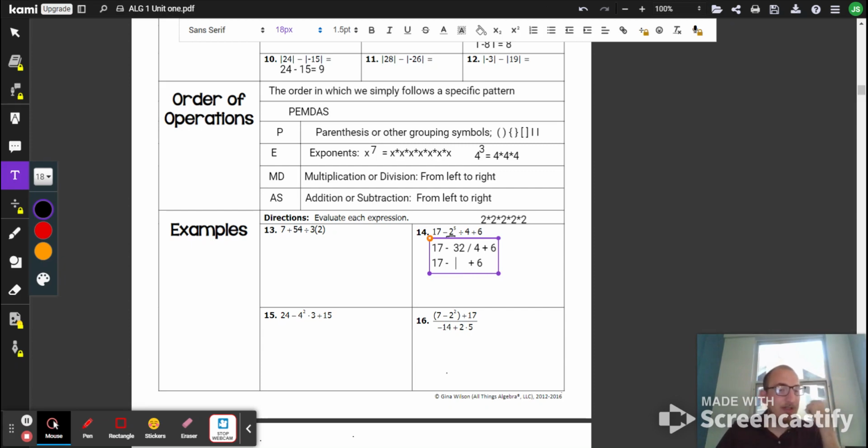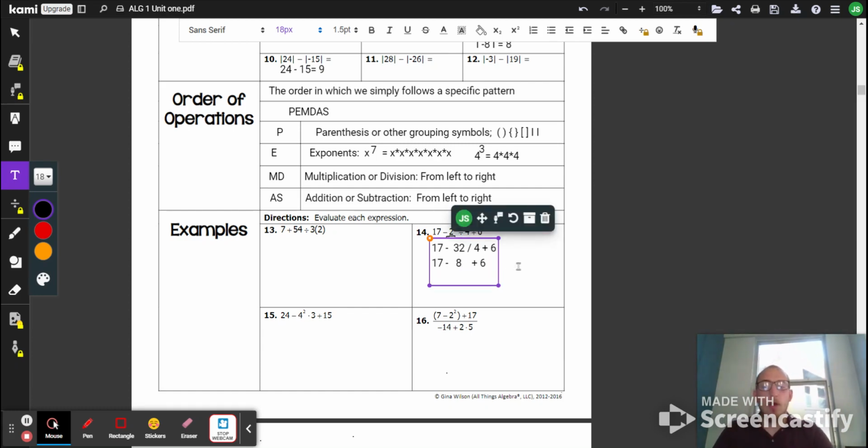Because if you count by fours, how long does it take to get to 32? 4, 8, 12, 16, 20, 24, 28, 32. So it's 8 times. Awesome.